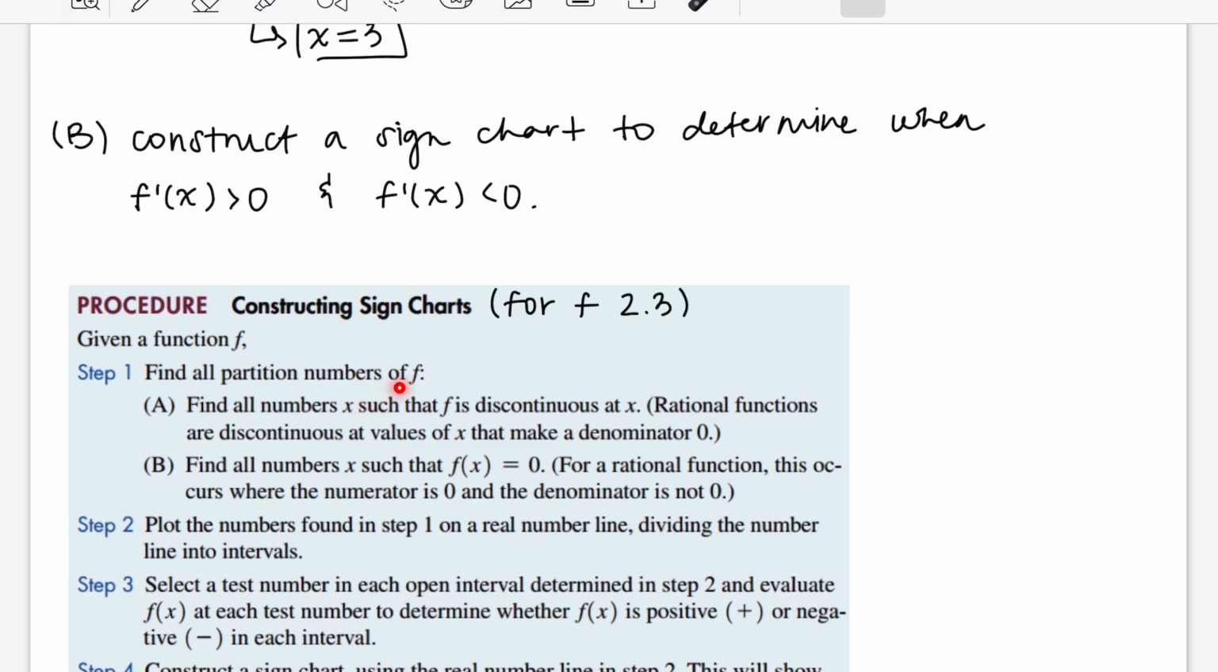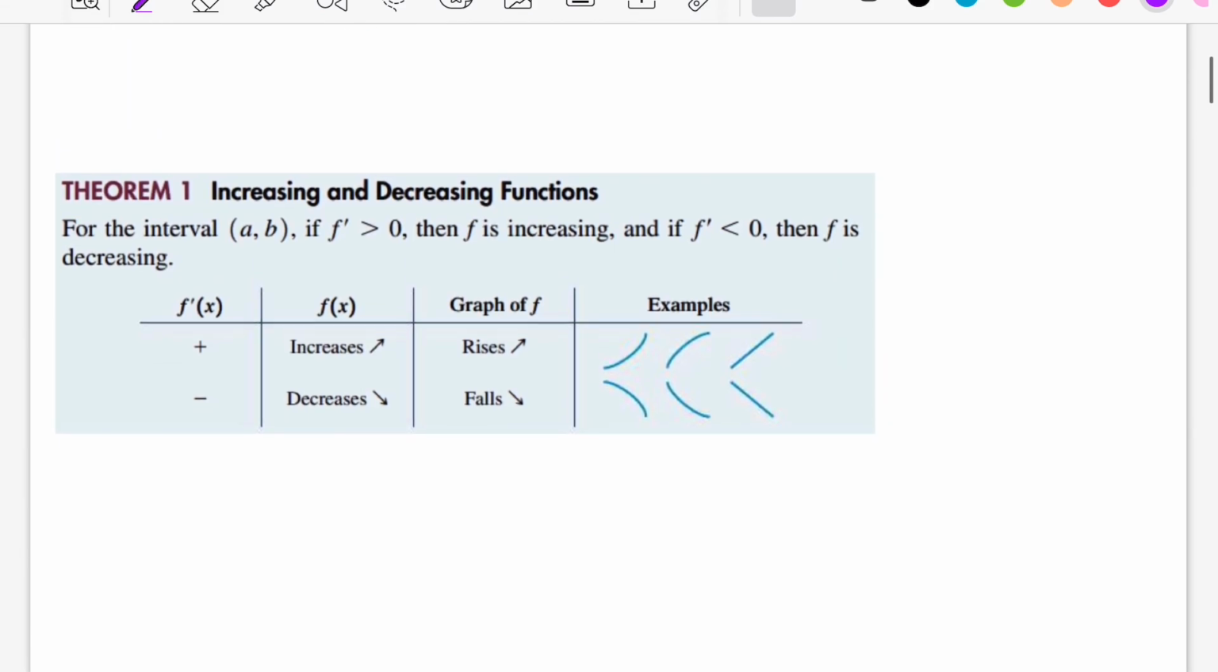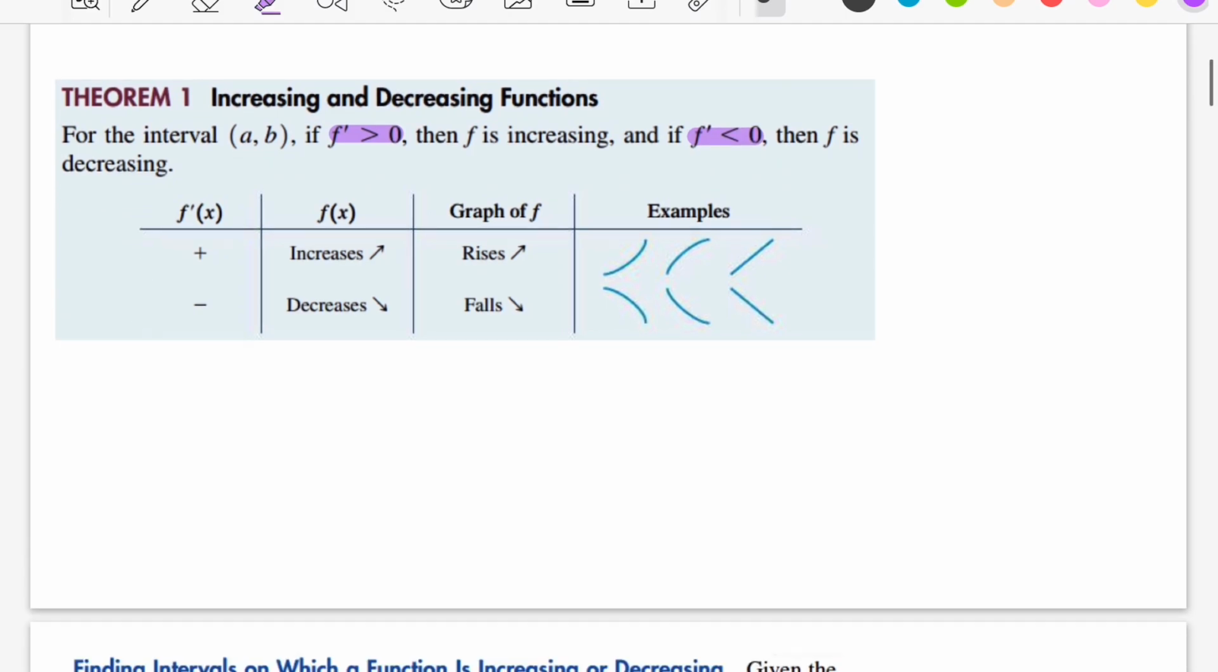So we're going to find all the partition numbers of f prime. Remember, our partition numbers will determine the open intervals on which our function, or in this case our f prime, is not going to change sign. So here, we're going to find the partition numbers of f prime of x. Because remember, we're using theorem 1 here, and we want to see when f prime is positive and negative.